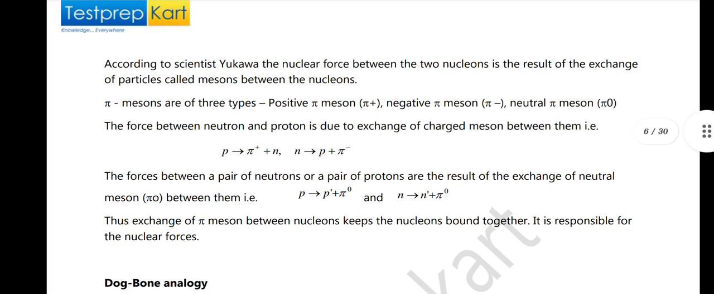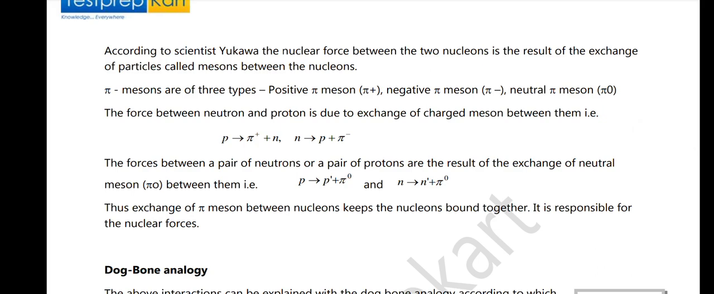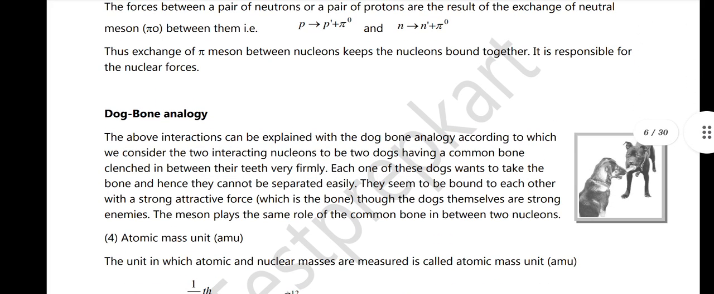According to the scientist Yukawa, the nuclear force between two nucleons is the result of the exchange of particles. Pi mesons are of three types: positive, negative, and neutral.